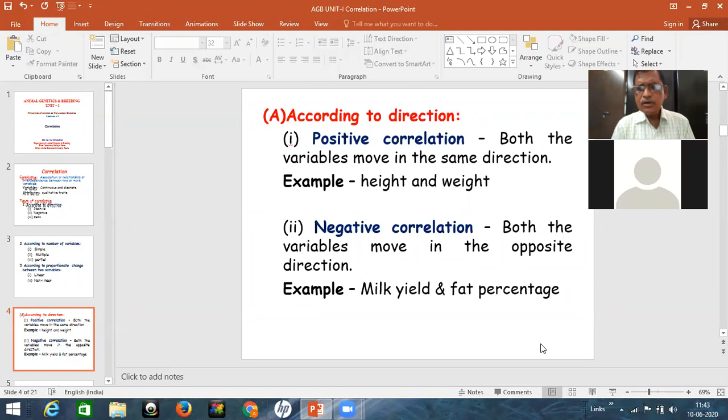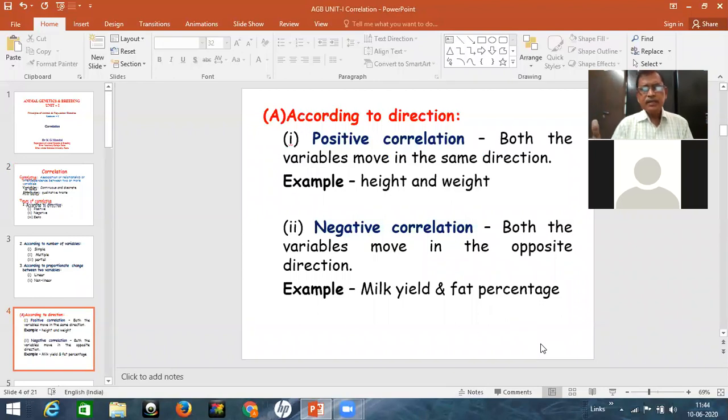Positive correlation means when both the variables move in the same direction. That means, if we see an example, the height and weight of a human being, or height and length of an animal, these two variables move in the same direction. Height बढ़ेगा तो weight बढ़ेगा, length बढ़ेगा तो animal का वो weight बढ़ेगा. So these two variables move in the same direction.